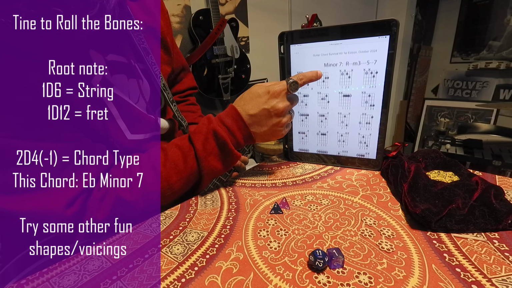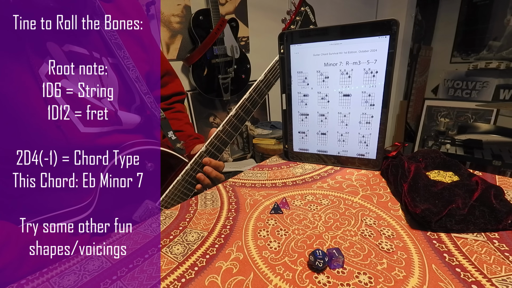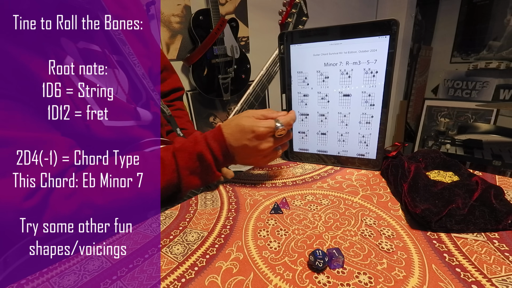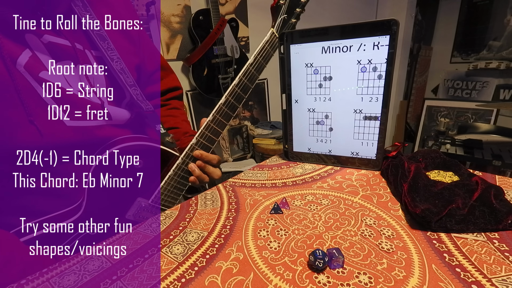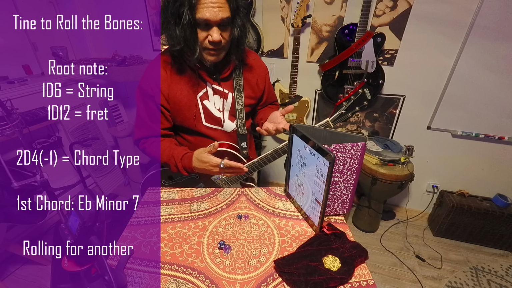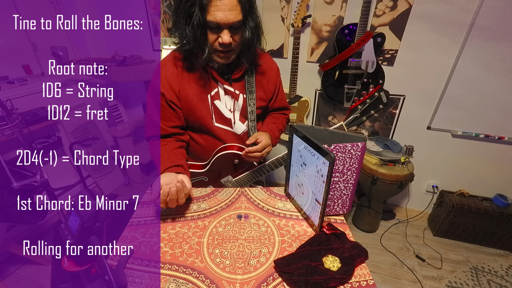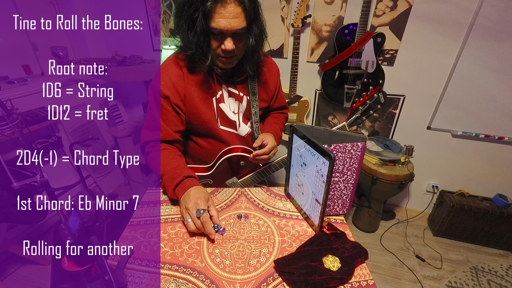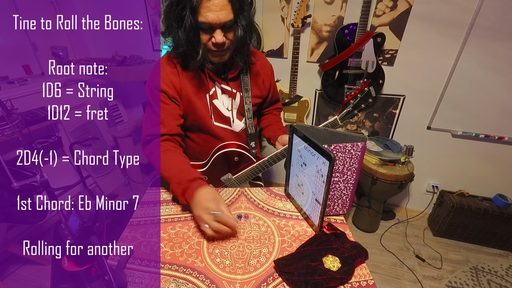Oh, how about this guy? E flat would be here. So that's that one. And we can even do this and figure out 2 chords. So I've got E flat minor 7. Let's roll again. So that's an E flat again.